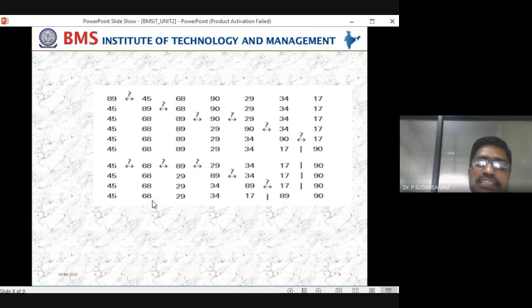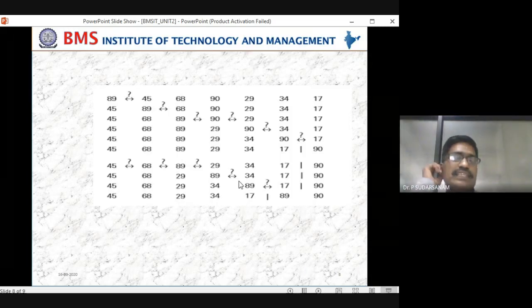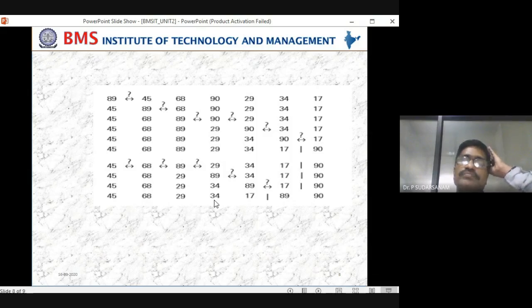Next is 29 is less than 68. Tell fast, how much time is required? 29 is less than 68, yes. So now these two will be swapped. Once it is swapped, you have to write it similarly. I have written the two phases; you have to write the next phase. So 68 will be coming here and 29 will be going here. Now 68 and 34 will be compared. 34 is less than 68, so these two will be swapped.